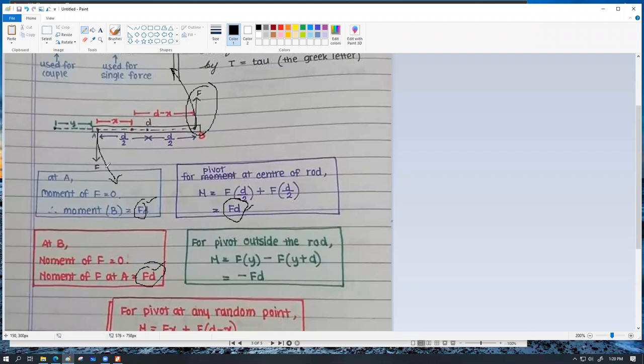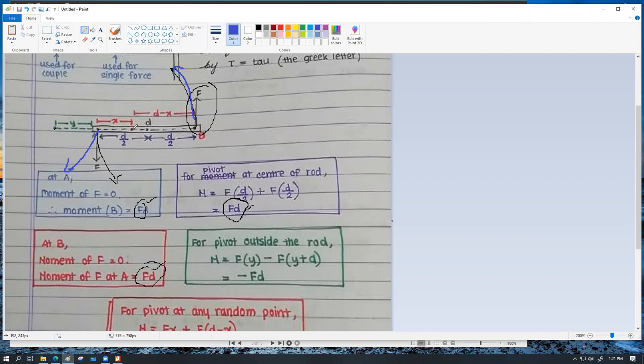So you should be seeing that with respect to this point, this vertical force, let me choose a different color, blue maybe, this vertical force is going to produce a clockwise moment, and this is going to produce an anti-clockwise moment. Because with respect to this pivot point, this force is downwards, this force is upwards.